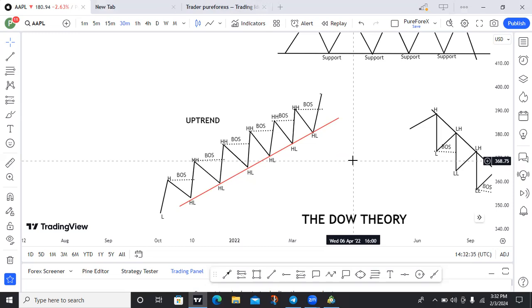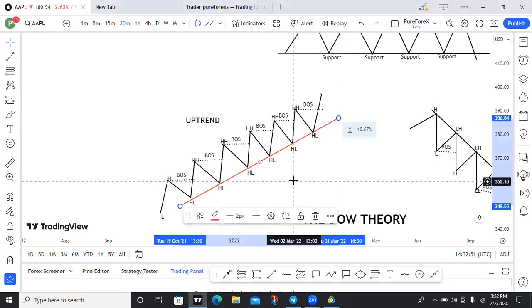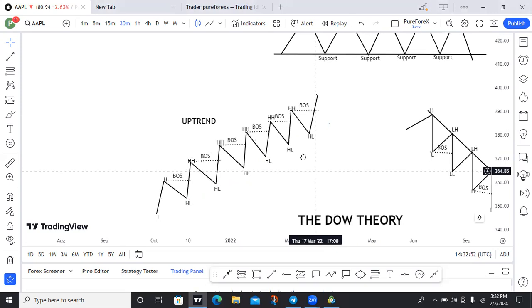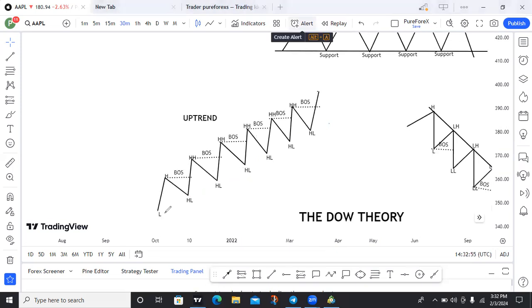So whenever the market is moving in an uptrend, it is characterized by a series of higher high, higher low. Let me demonstrate. I'm going to remove this one. So let's say the market started from here.